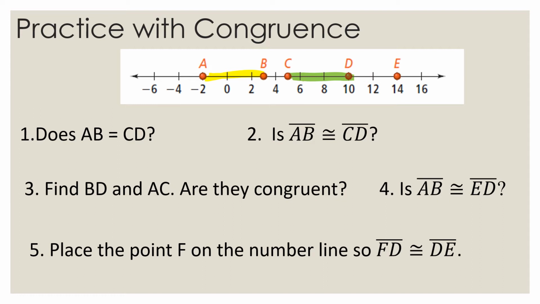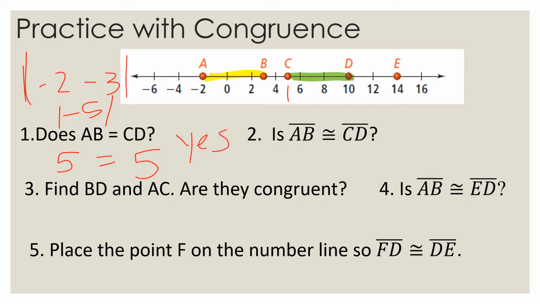So AB equals CD, so we can either use our, if we go from -2 to 3, and then we take the absolute value of that, we would have the absolute value of -5, which means AB equals 5. We can also just count. For C, we start at 5, then we go to 10, which would also be 5. So that means AB does equal CD, so 5 equals 5, so we would have yes. All right, on to the next one.